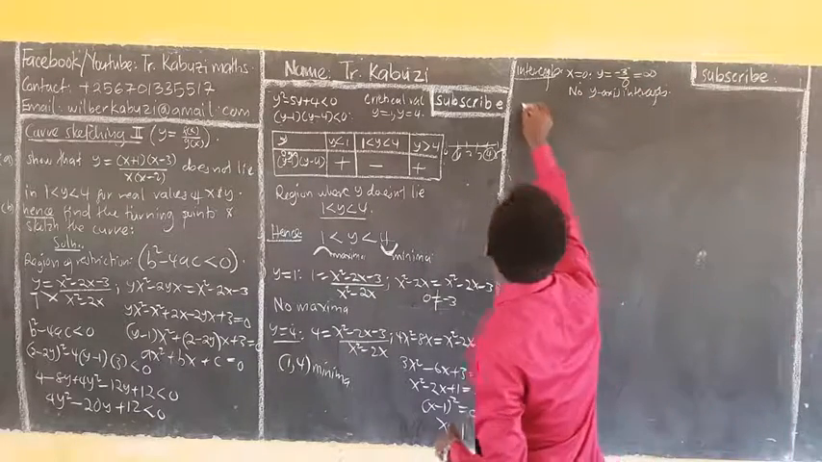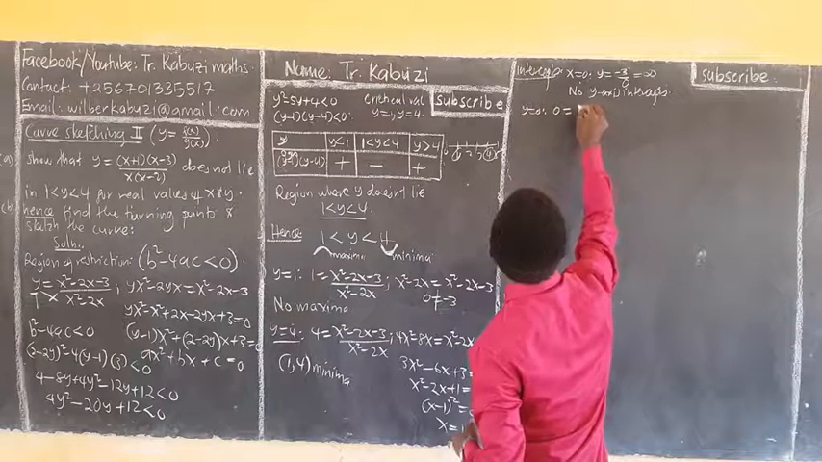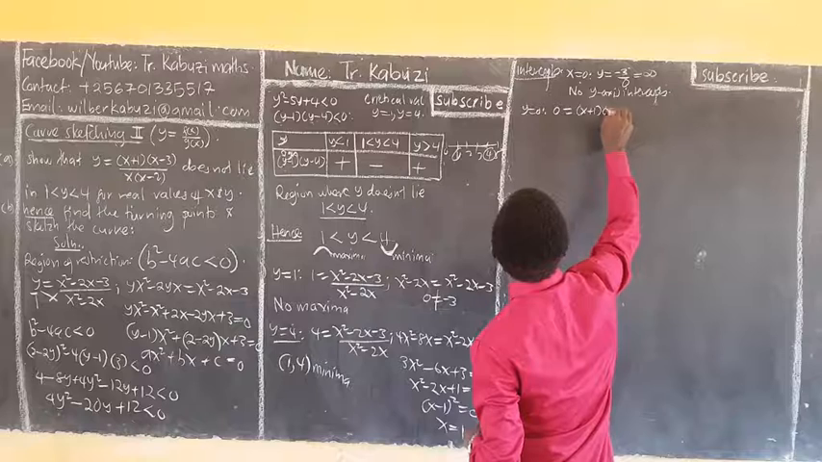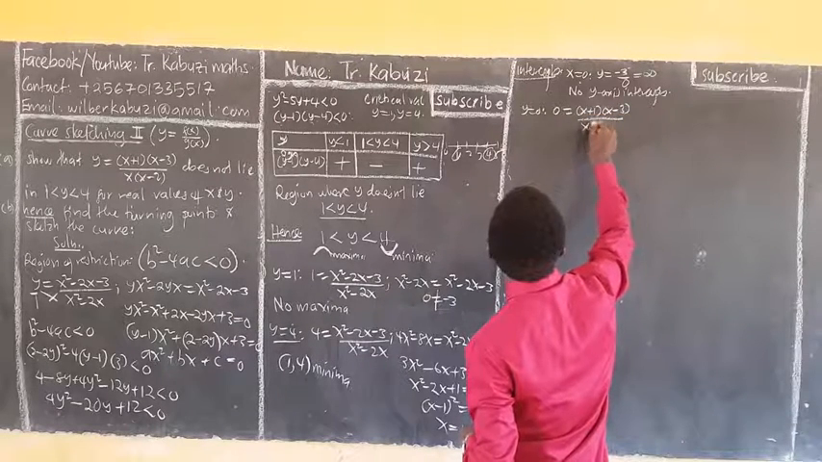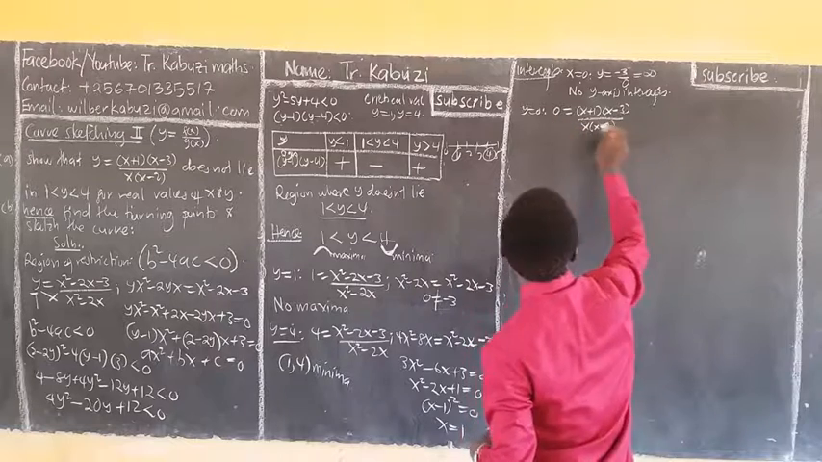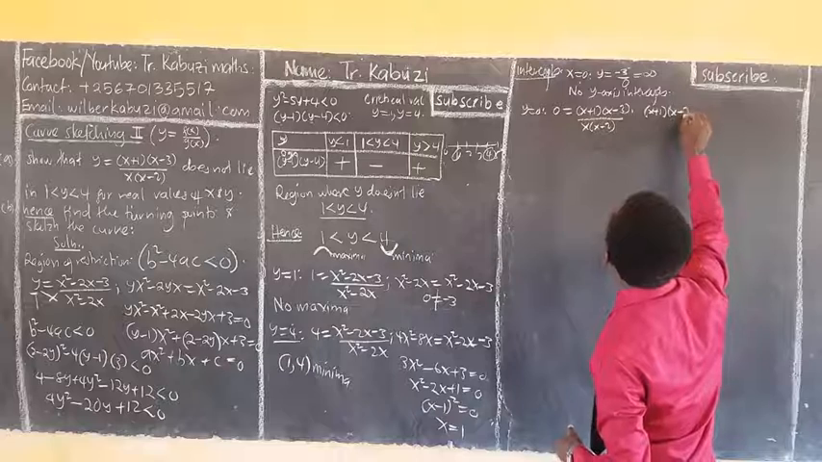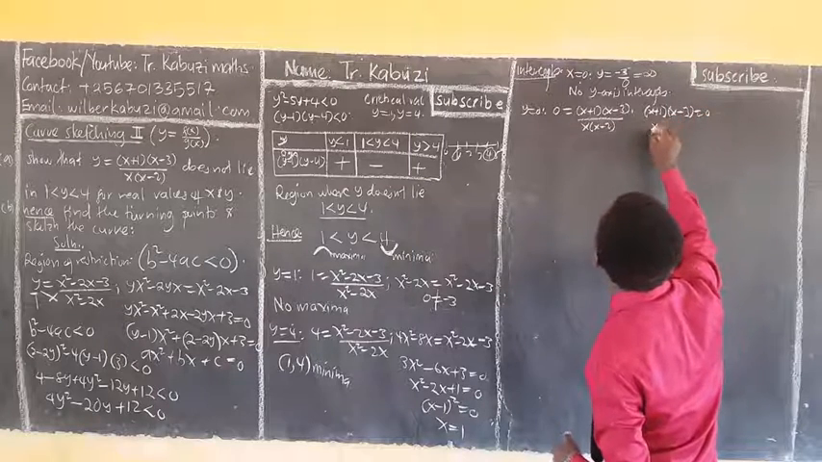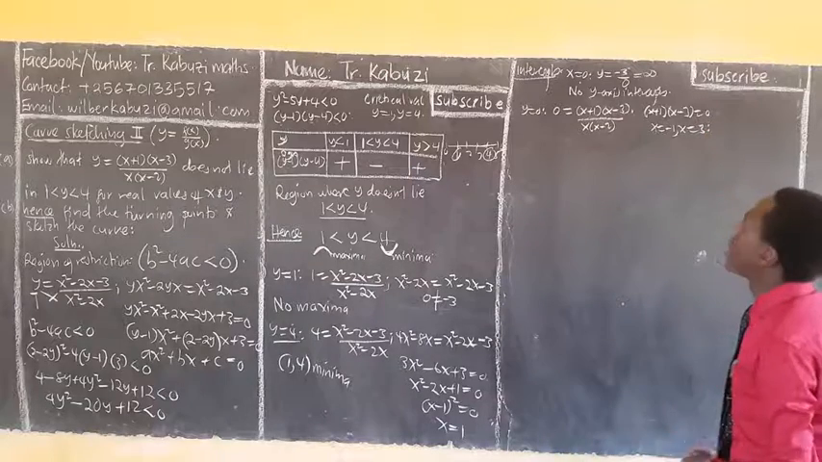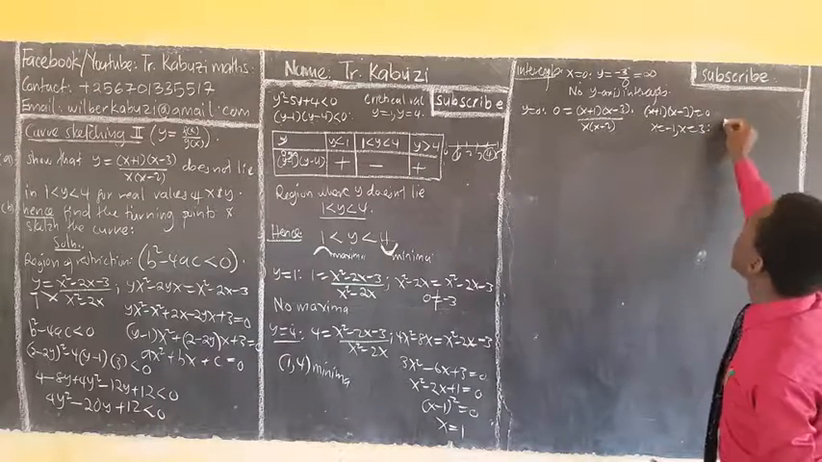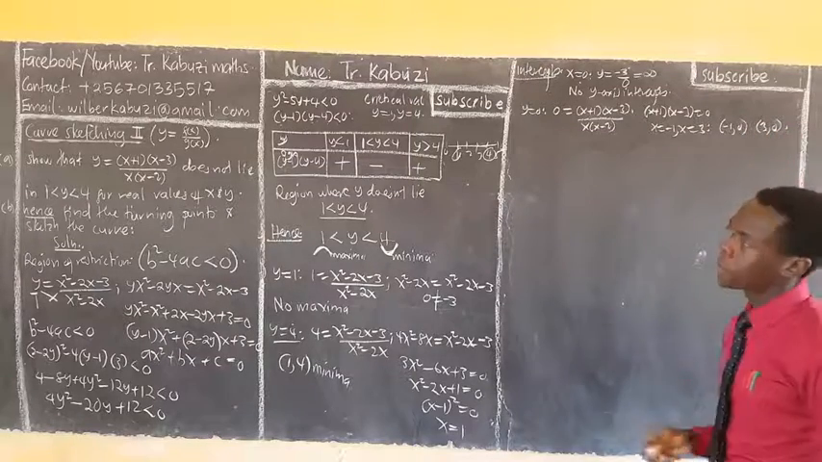Now, when y is 0, we have 0 equal to x plus 1 into x minus 3, the whole over x into x minus 2. If I cross multiply, my x plus 1 into x minus 3 is equal to 0. So either my x is negative 1 or my x is 3. The points now will be negative 1, 0, or 3, 0.